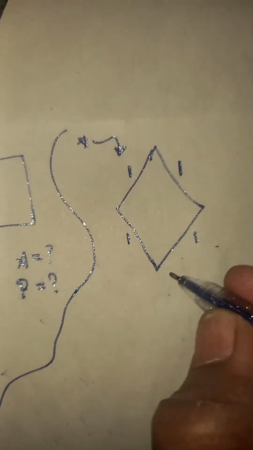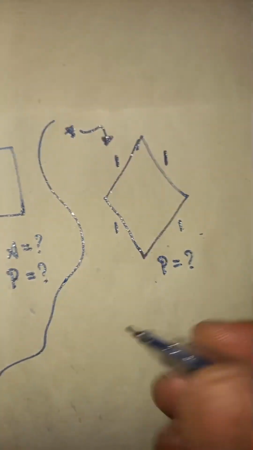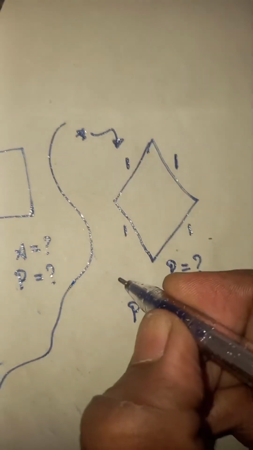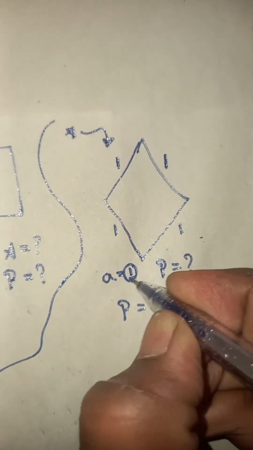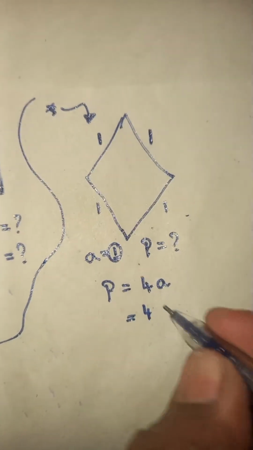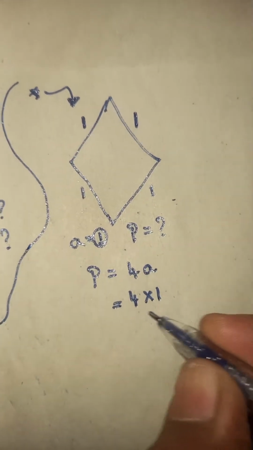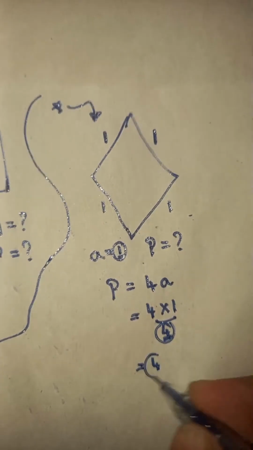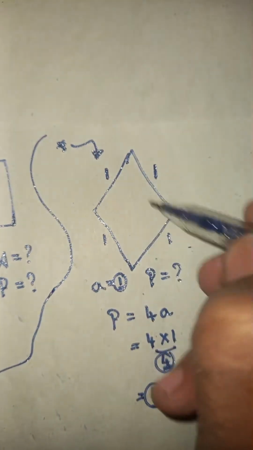Now you need to find out what's the perimeter. Perimeter of the rhombus can be found as 4 times the side length. Here the side length is 1 unit. All side lengths are 1 unit. So it's going to become 4 times 1. 4 times 1 is 4 units. So 4 units is the perimeter of this rhombus.